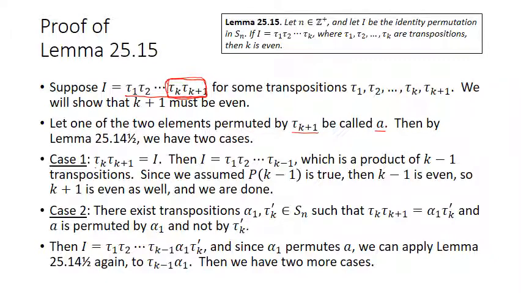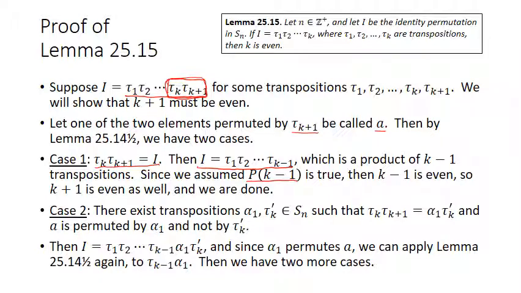They are these. So the first possible outcome is this, that tau k times tau k plus 1 could equal the identity. So if that's the case, then that's actually great because we can just cancel those two off of the end of that product, and then we would get that I equals tau 1, tau 2, dot, dot, dot, up through tau k minus 1, which would be a product of k minus 1 transpositions. And then since we assumed that P of k minus 1 is true, in other words, that whenever I can be written as the product of k minus 1 transpositions, that would mean that k minus 1 is even. So then if k minus 1 is even, then k plus 1 would be even as well, and we would be done. So we would have proven P of k plus 1. So that's one case, and that's the one you sort of hope you get.